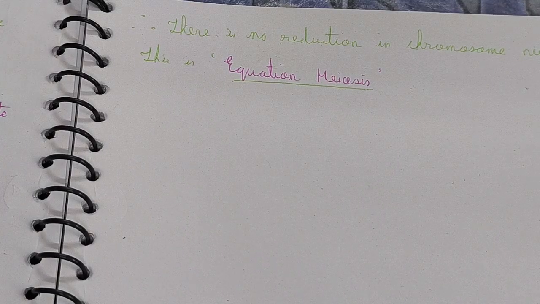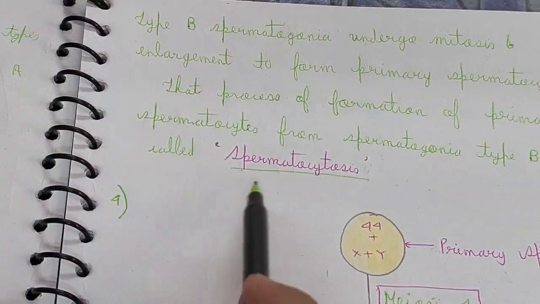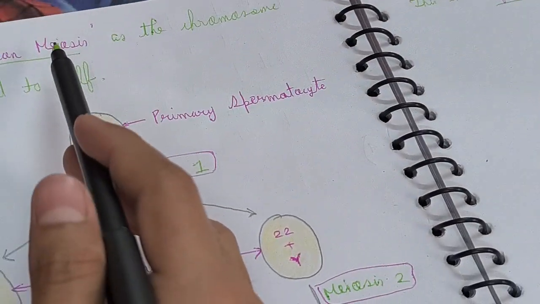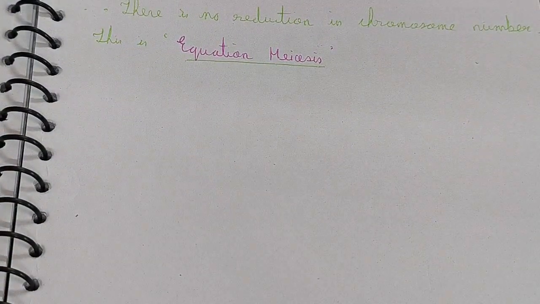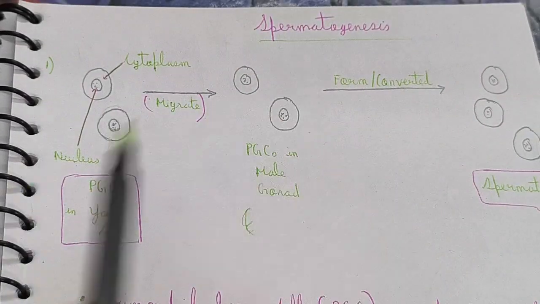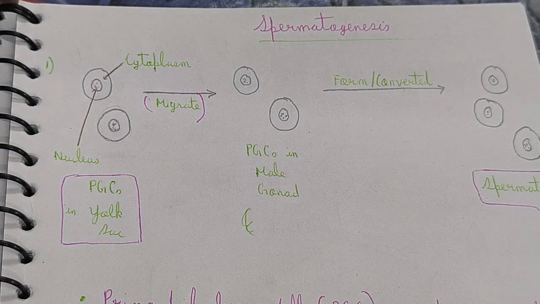In the next part I am going to explain spermiogenesis. Spermiogenesis, spermatocytosis, and meiosis 1 and meiosis 2 together contribute to the formation of spermatogenesis. That's all about it. Thank you.